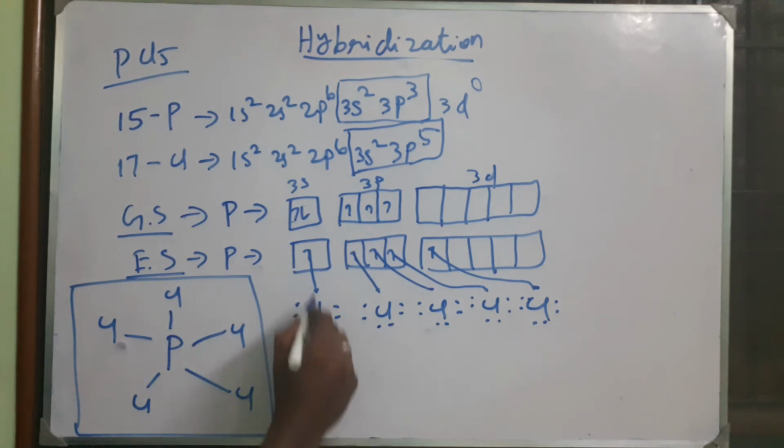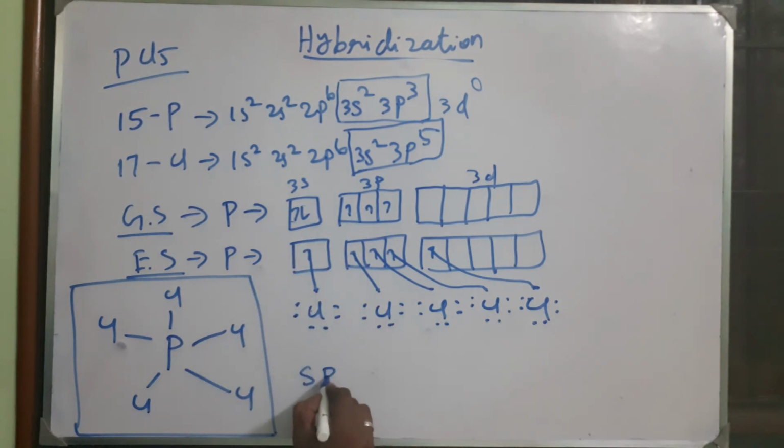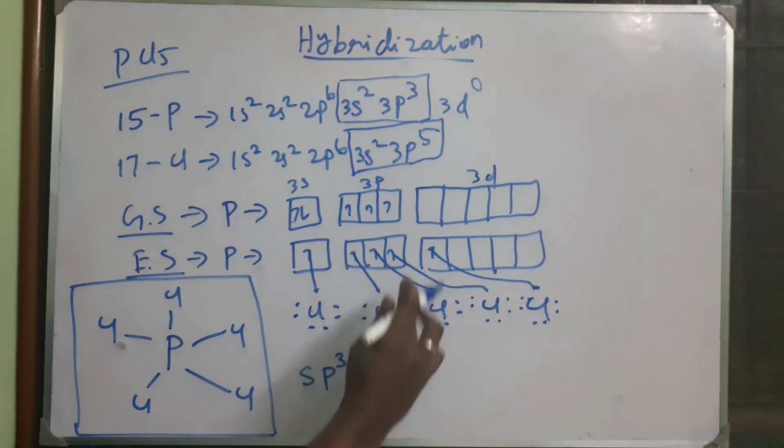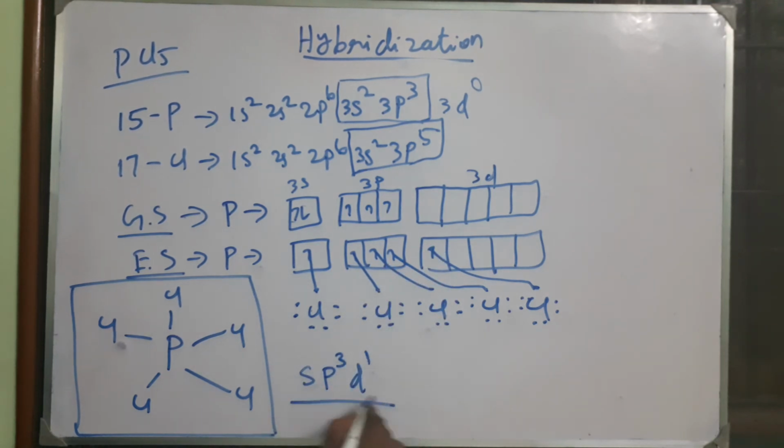So what are the orbitals involved in the hybridization? From s orbital 1, p orbital 3, d orbital 1. So PCl5 is sp3d hybridization. The 1 need not be represented. So this is the sp3d hybridization.